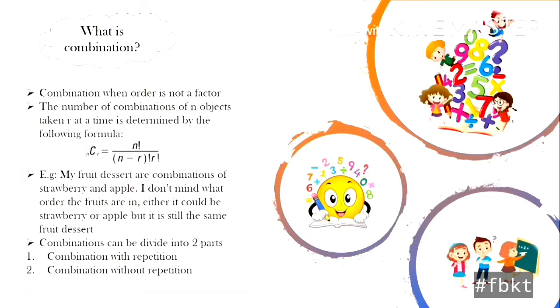Next, what is combination? Combination is when the order is not a factor. The number of combinations of n objects taken r at a time is determined by the following formula, where nCr equals n factorial over (n minus r) factorial. For example, my fruit dessert is a combination of strawberry and apple. I don't mind what order the fruits are in. Either it could be strawberry or apple, but it's still the same fruit dessert. Otherwise, combinations can be divided into 2 parts, which are combination with repetition and combination without repetition.